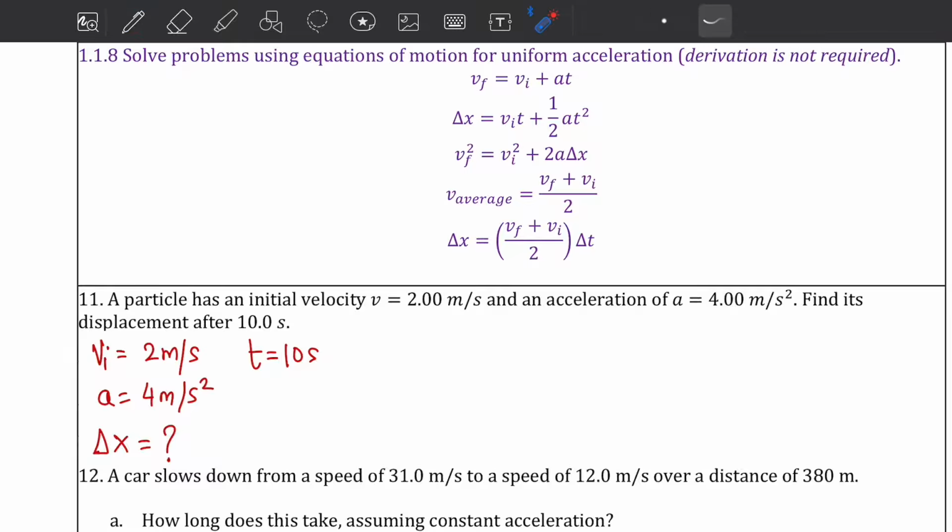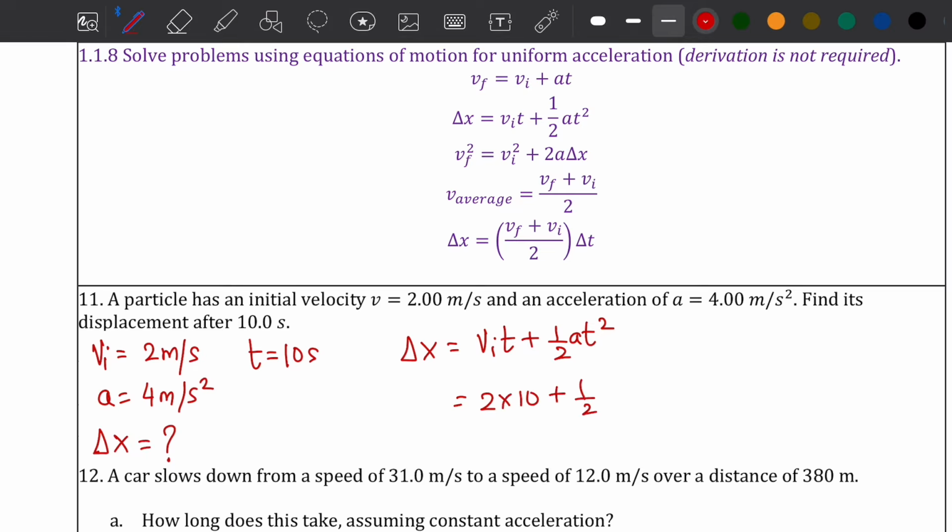If you look at VI, A, delta x and t, these are the four things which we are dealing with or which we want in our equation. So we can see that this equation has all of them. So we'll copy that. Delta x equal VIT plus half AT square. So 2 multiplied by 10 plus half times 4 times 10 square, which is going to give us the answer as 220 meter.